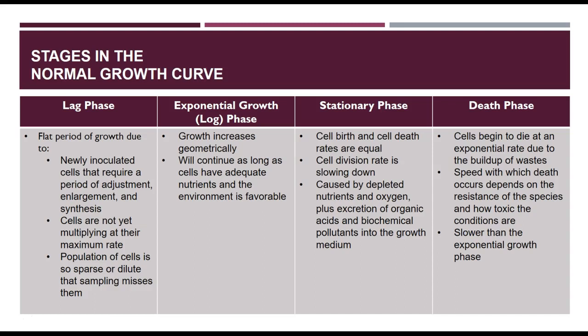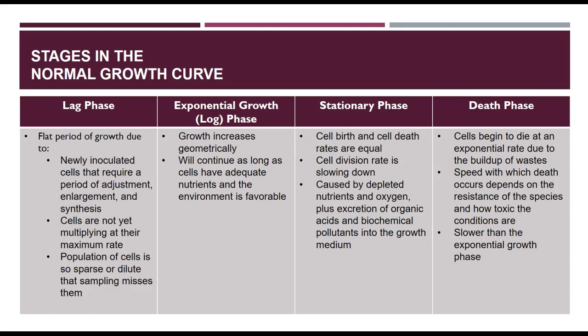We move from the lag phase to the log phase, and the log phase is the exponential growth phase. This is growth that is increasing geometrically or exponentially, and it will continue at that rate as long as the cells have the nutrients that they need and the environment is favorable. So waste production hasn't become toxic. The organisms have not exceeded the availability of the nutrients.